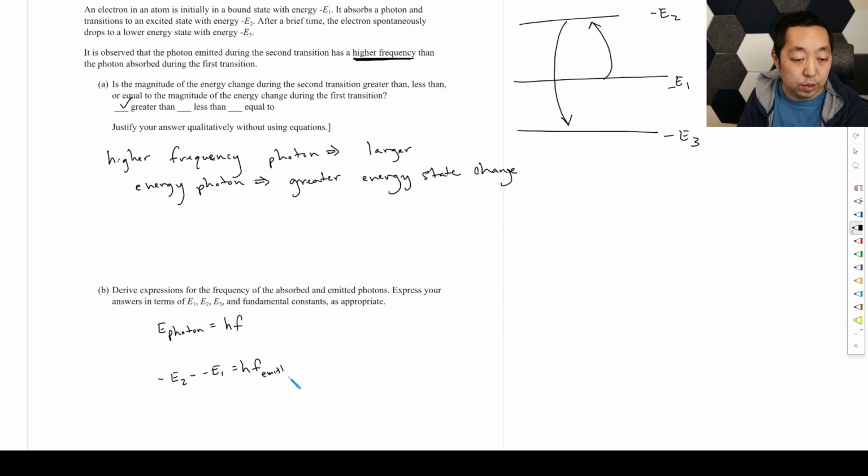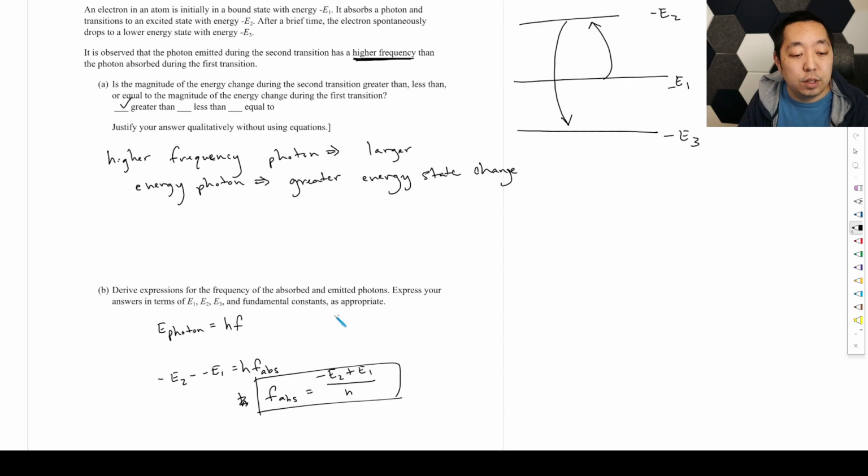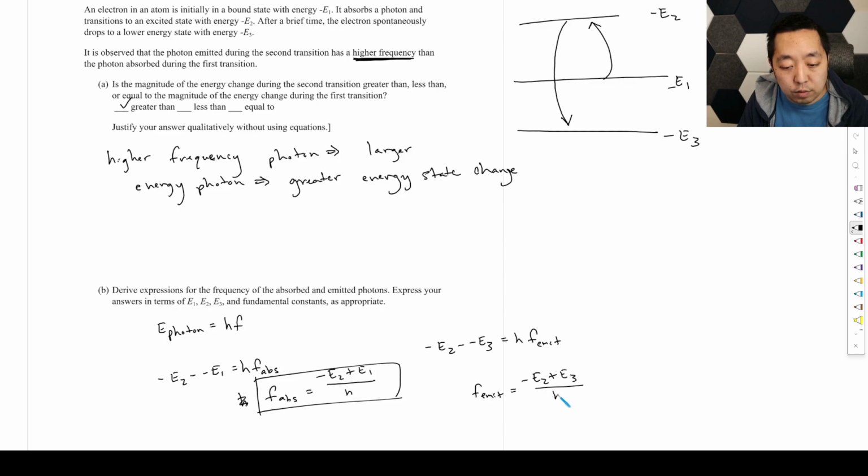No, sorry, this is the absorbed one. This is the first state. Because we're going up, absorbing a photon, f absorbed is going to be negative E2 plus E1 over h. Then we do a similar thing for the one that is emitted. Negative E2 minus negative E3 is going to be h times f emitted. So f emitted is going to be negative E2 plus E3 over h.